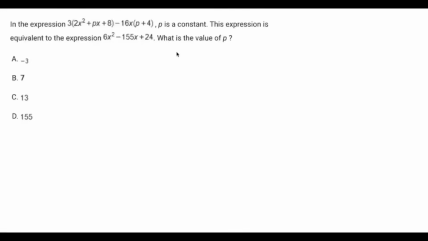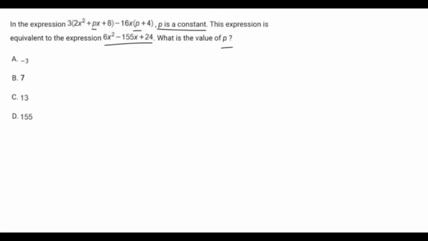The expression 3 times 2x squared plus px plus 8 minus 16x times p plus 4. p is a constant. This expression is equivalent to the expression 6x squared minus 155x plus 24. What is the value of p? So here we have 2 missing variables in this one equation. So that is going to make it a little bit tricky to solve.